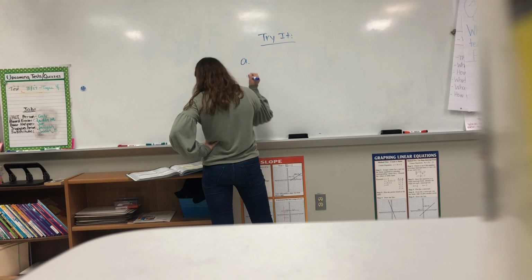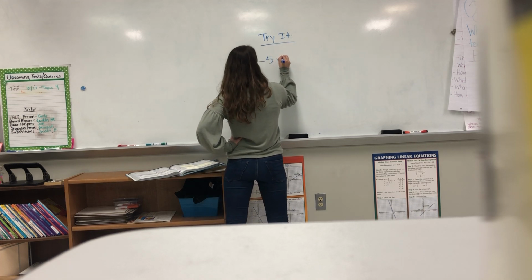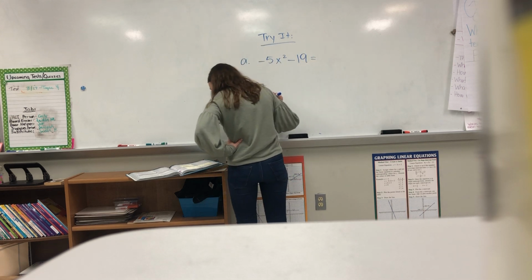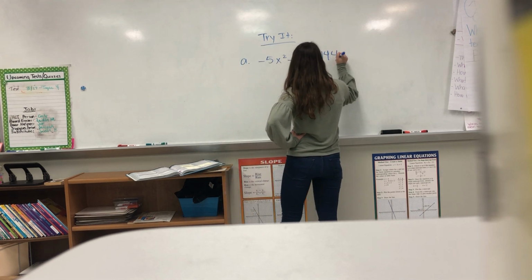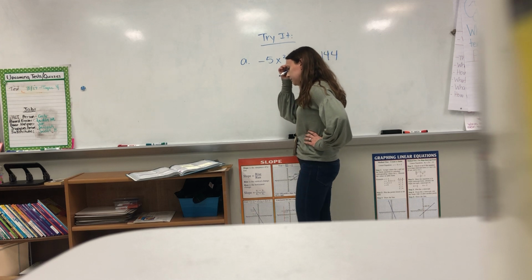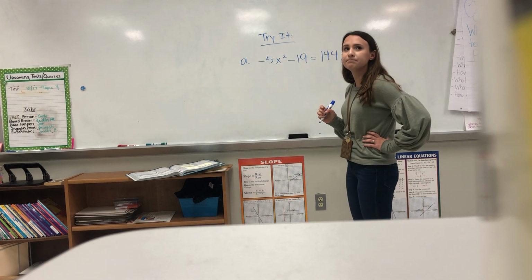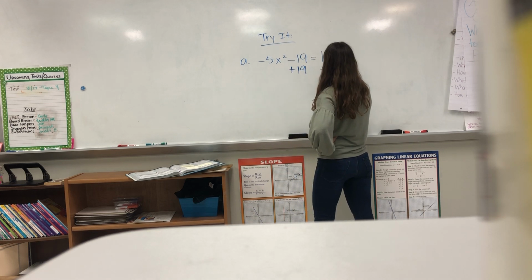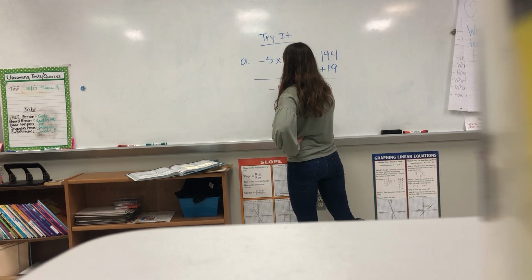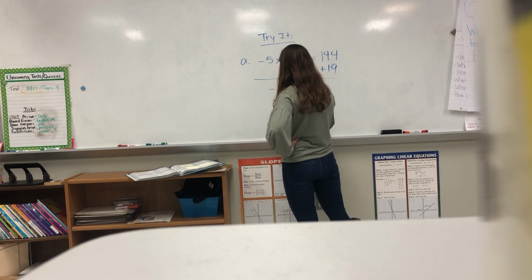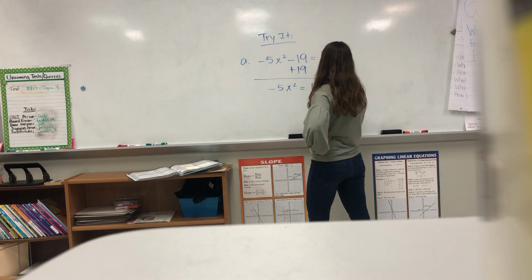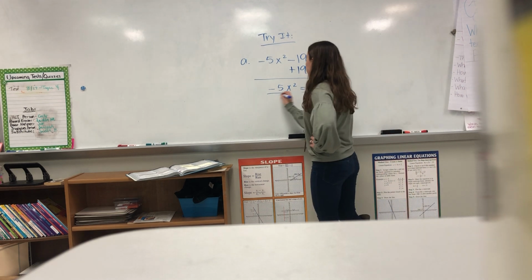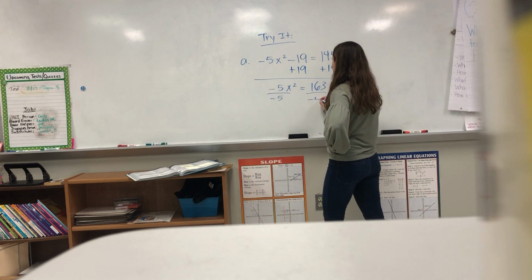Okay, try-it A is negative 5x squared minus 19 equals 144. We are going to add 19 to both sides. Negative 5x squared equals 163. Divide by negative 5. Divide by negative 5.